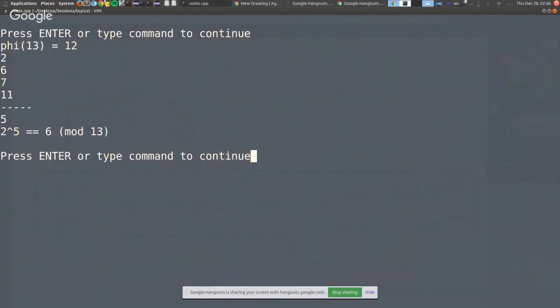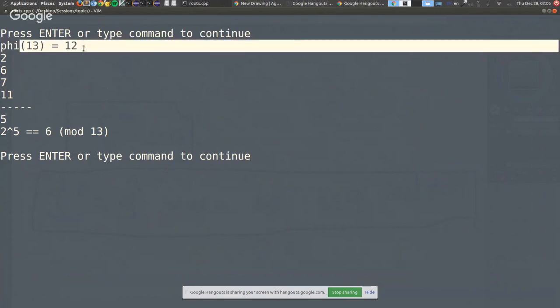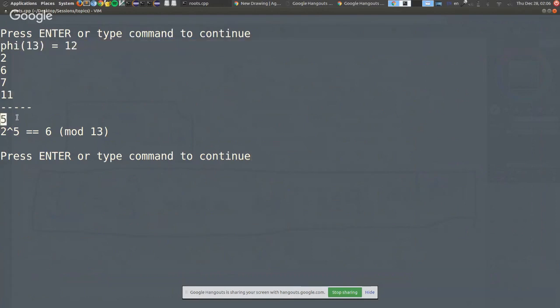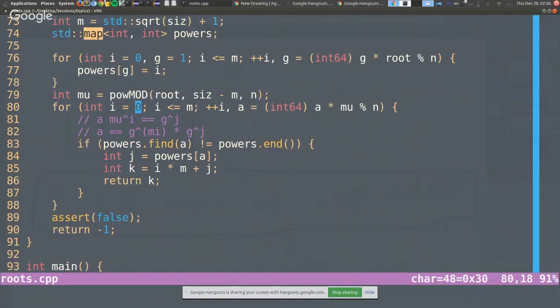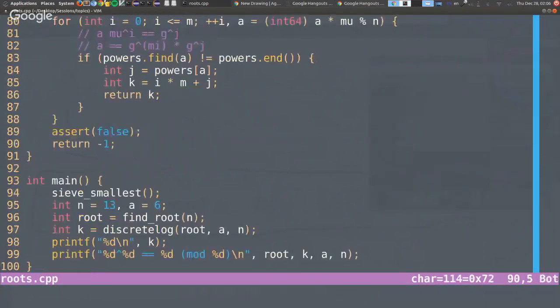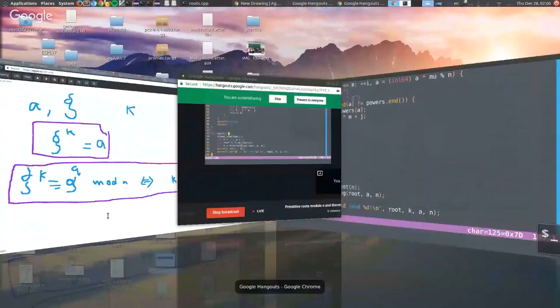So here, as you can see, we get the root of 13. The phi is 12, and we take the root equal to 5. Here we take the 2. I removed the print statement here that used to print the value of the root.